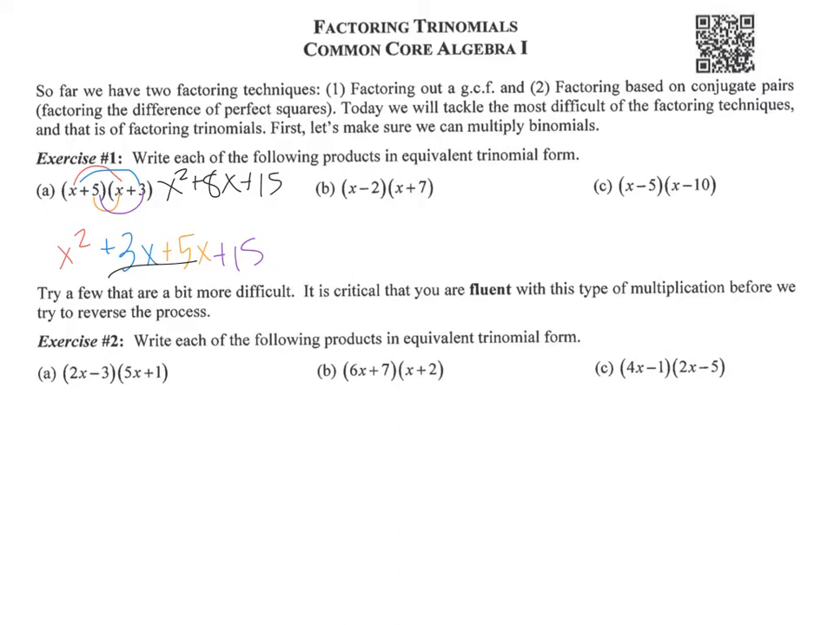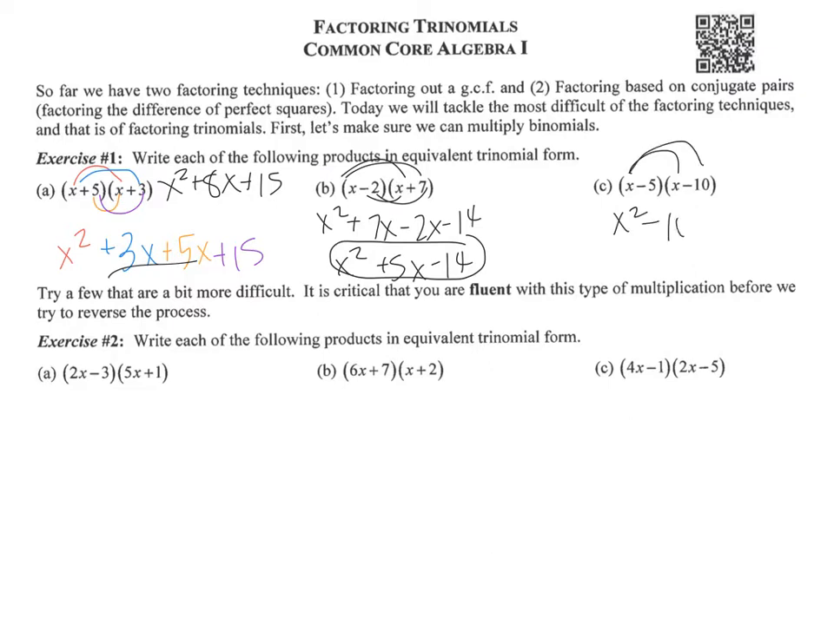I want you to do the next two on your own, so pause now and see if you can do them. x times x is x squared, x times 7 is 7x, negative 2x, negative 14. So it becomes x squared plus 5x minus 14. x times x is x squared, negative 10x, negative 5x, positive 50. So x squared minus 15x plus 50.